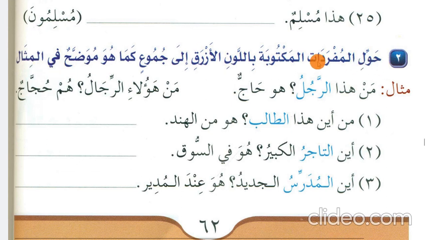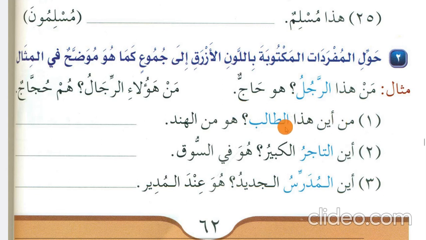Convert the singular nouns written in blue color into plural, as explained in the example. Example: Who is this man? Huwa hajj, he is a pilgrim. Man ha'ula'i ar-rijal? Who are these men? Hum hujjaj, these are pilgrims.